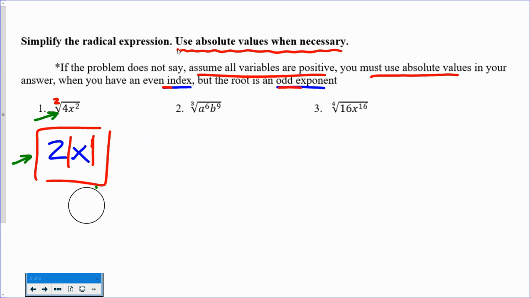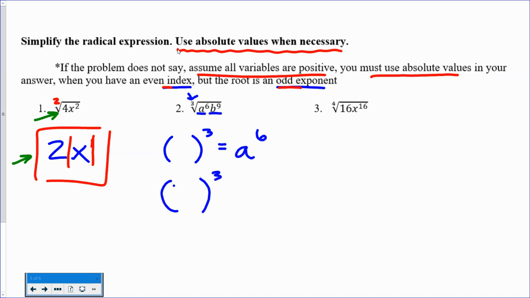Just gonna get those out of the way. Okay, when I look at example 2, I have an odd index. I don't have to worry about any absolute values. I'm taking each of these individual bases with their exponents, and I'm looking for, what to the third power gives me a to the 6th? And what to the third power gives me b to the 9th? So we're going to bring in our exponent rules we were talking about.